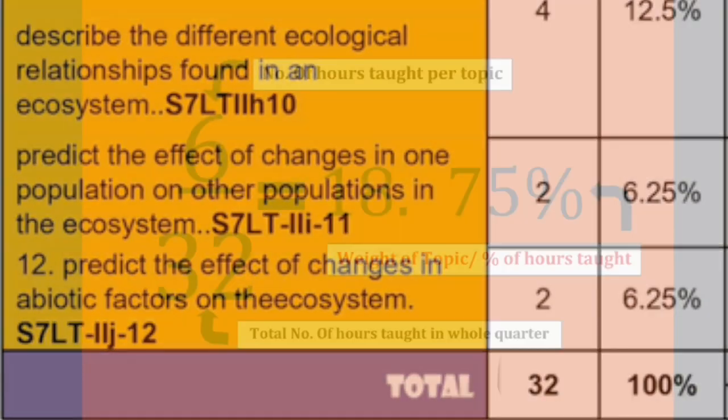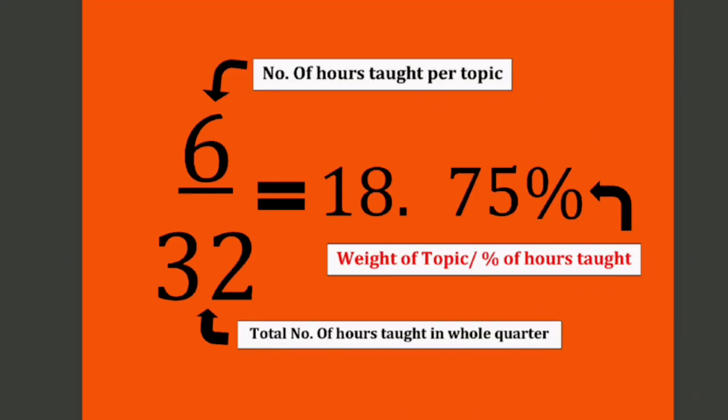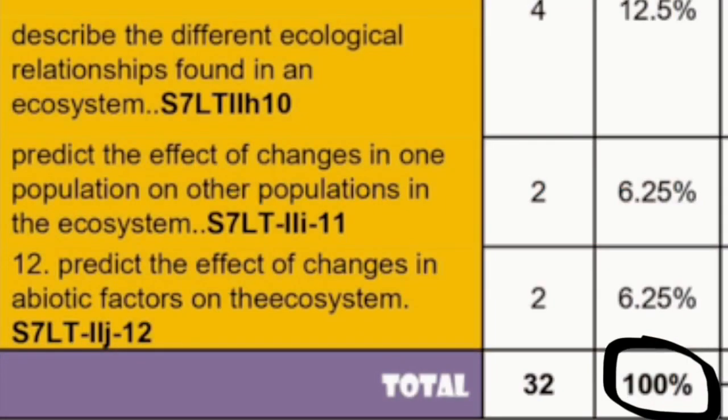For example, in objectives 1 and 2, the number of hours taught is 6 hours. Divided by the total instruction time of 32 hours, we will come up with a weight of 18.75%. And we can calculate the weight of each topic by following this formula. Just ensure that if you add up all the weights per topic, it should be equal to 100%.